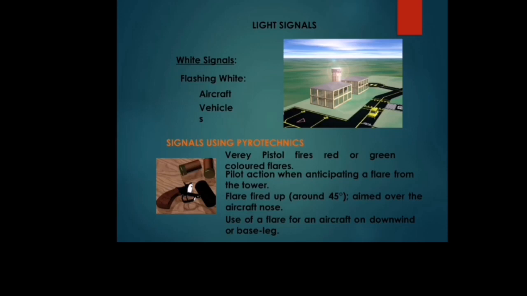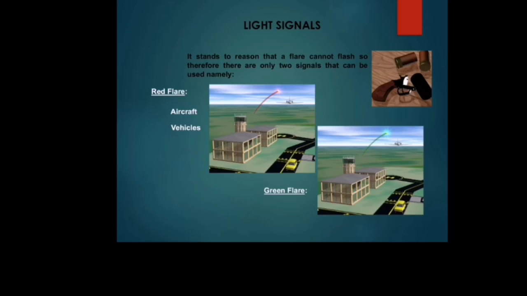It stands to reason that a flare cannot flash, so there are only two signals that can be used with the Very pistol. We only have the red flare and the green flare. For the meaning of these flares, for aircraft, a red flare means do not land. For vehicles, it means an emergency stop. And the green flare for aircraft means clear to land.